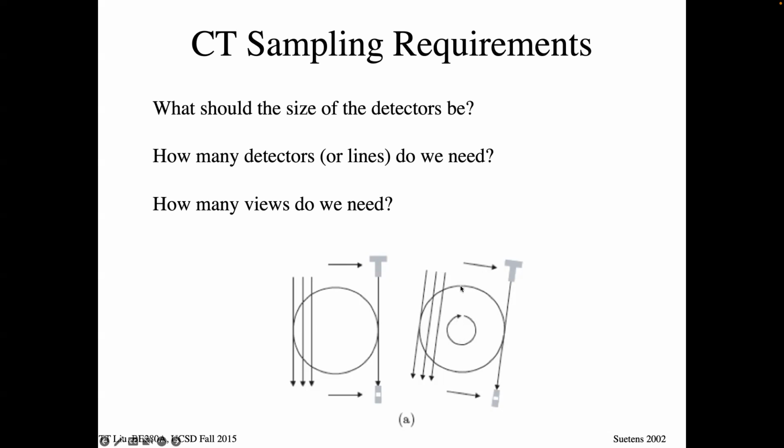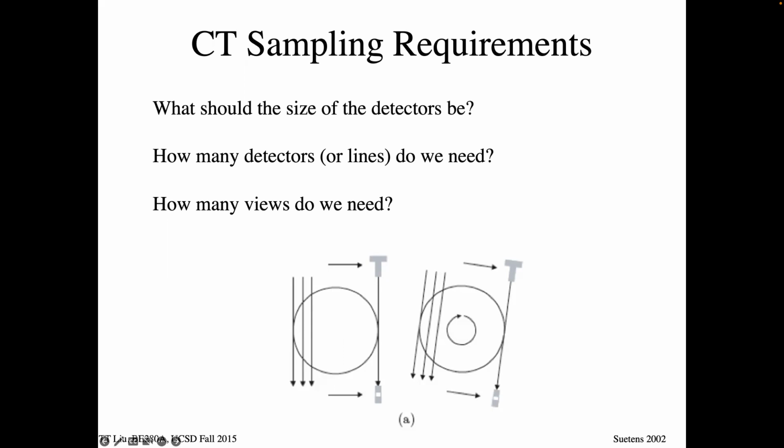Then we rotate some angle delta theta, and we do the whole thing again. So we get to choose that angle. We get to choose how many of those projections we're going to make. And so today what we're going to look at is, how do you decide what is the appropriate number of those projections to make?